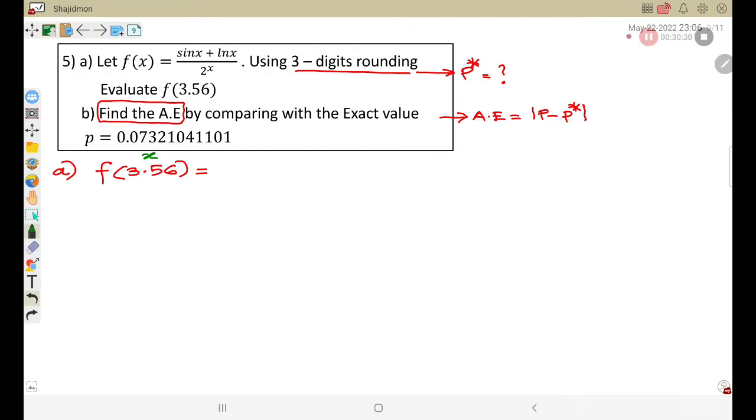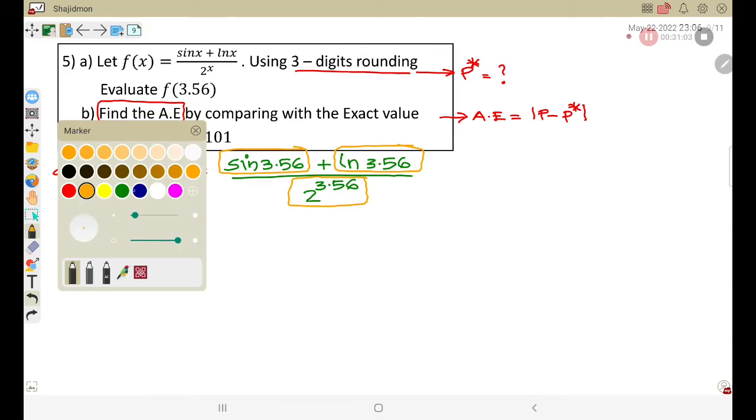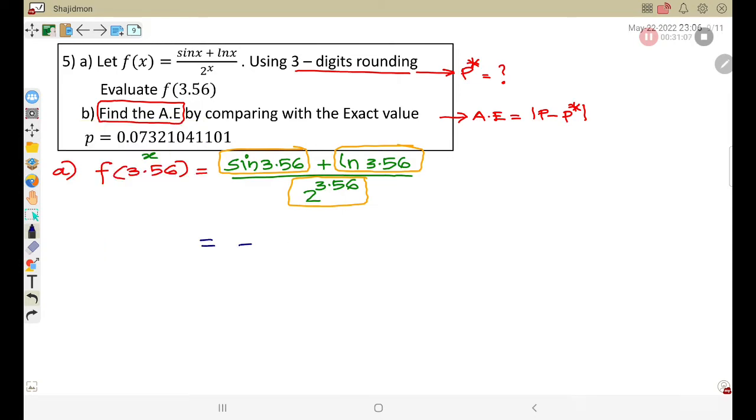So sin 3.56 plus ln of 3.56, divided by 2 to the power 3.56. Okay, now all the calculations we need to do with 3 digits rounding, correct? That means we do the 3 digits rounding separately: ln 3.56 with 3 digits rounding, 2 to the power 3.56 separately with 3 digits rounding. So you can do it like this: the first one with 3 digits rounding plus the second number with 3 digits rounding.